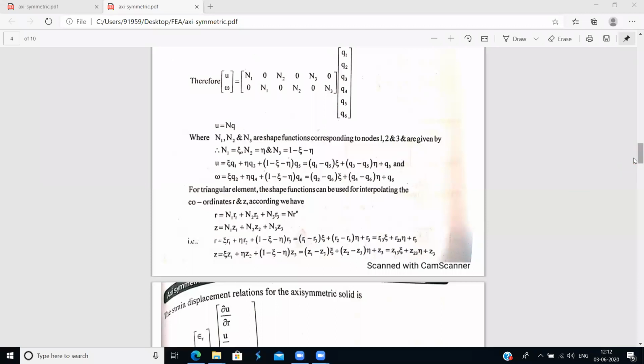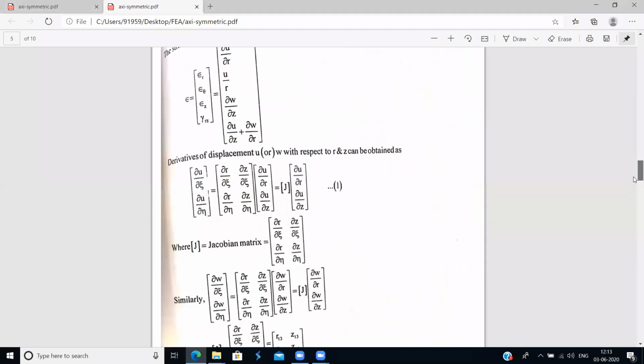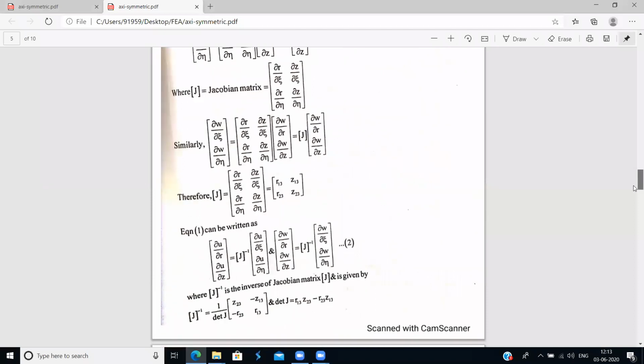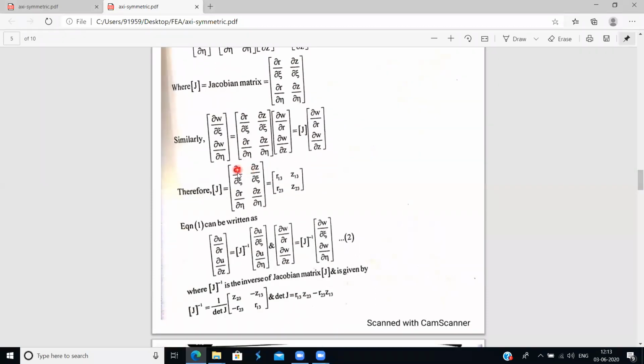In the Jacobian matrix, we have differentiation of R with respect to zeta, differentiation of Z with respect to zeta, and the same differentiation of R with respect to neta and Z with respect to neta. So if you differentiate R and Z in the previous step with respect to zeta and neta, we will get only R13, Z13, R23, Z23. Therefore, this is the Jacobian matrix J.